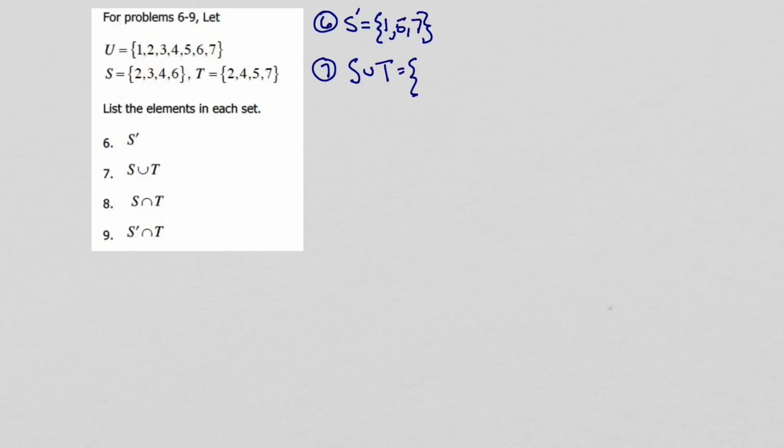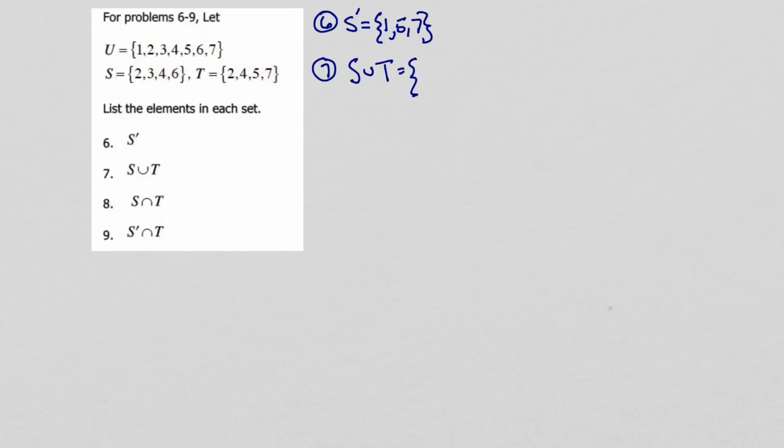And now 7 says, what is in S union T? Now this is like taking everything in S and everything in T and just dumping them together into one big set. So whatever's in here has to be in here or in here. It's got to be in at least one of the sets. So 2 is in both, 3 is in here, 4, 5 is in here, 6, and 7. Looks like everything's in there, 2, 3, 4, 5, 6, 7, except a 1, right?